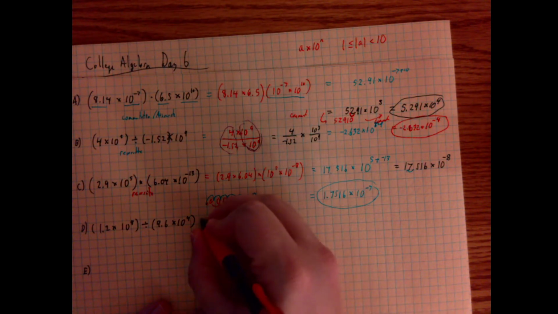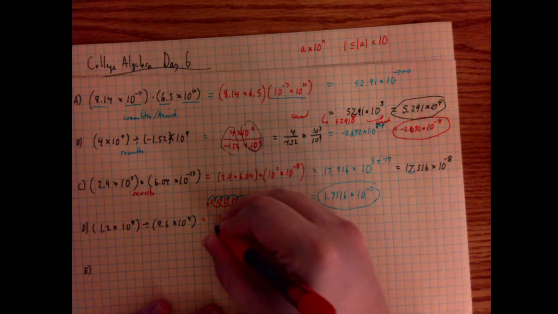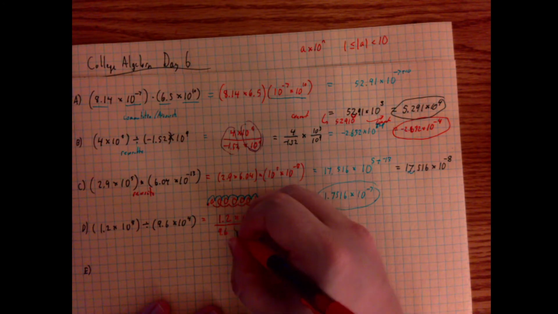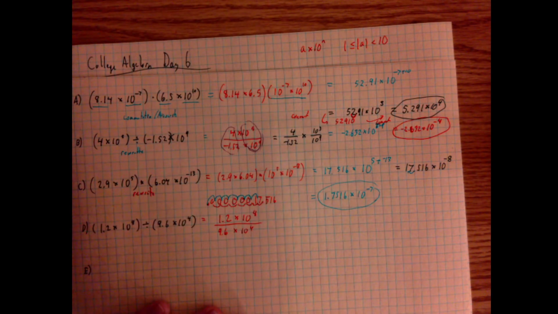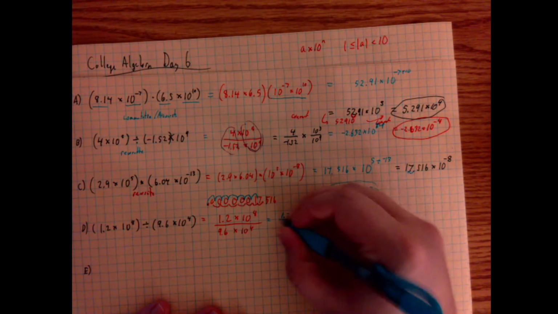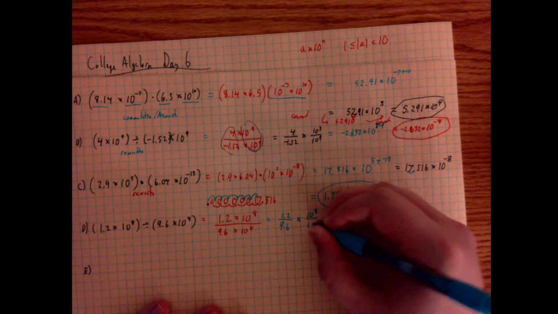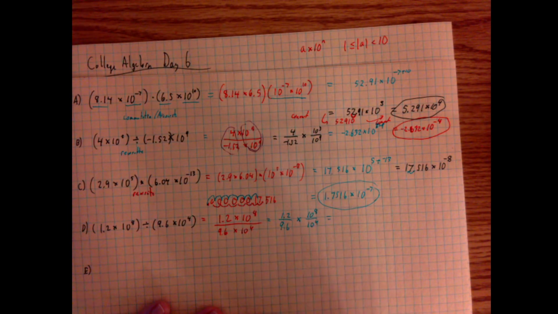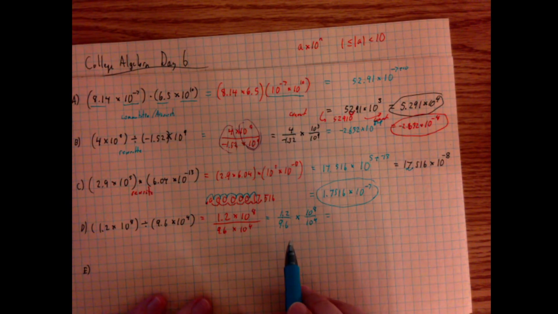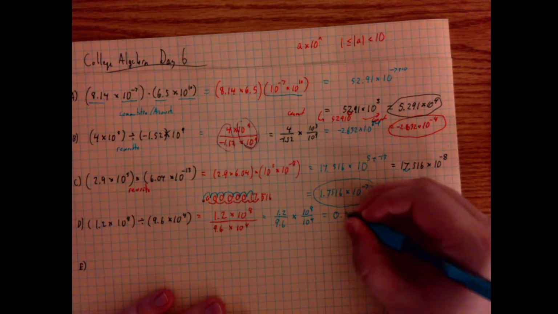Okay, just like before, I'm going to start the problem by rewriting. So I get 1.2 times 10 to the 8th divided by 9.6 times 10 to the 4th. I can then take that function and rewrite it as 2 separate functions: 1.2 over 9.6 times 10 to the 8th over 10 to the 4th. From here, I can simplify. 1.2 divided by 9.6. Calculator was helpful there. 1.2 divided by 9.6 is 0.125.